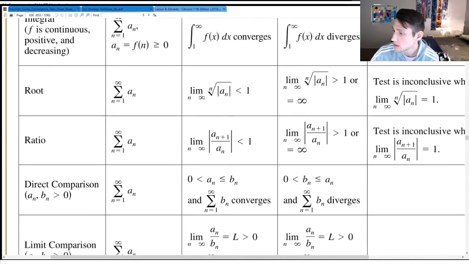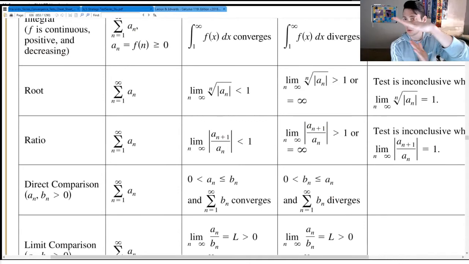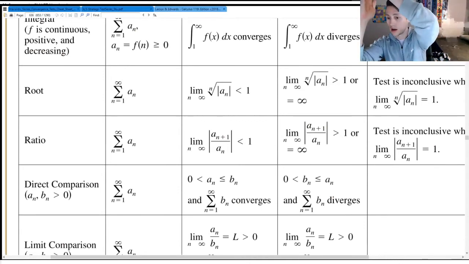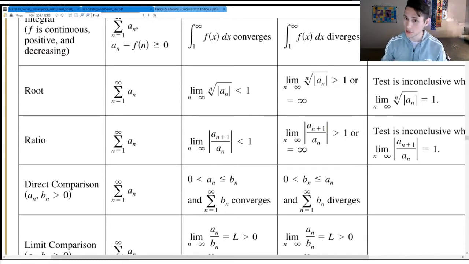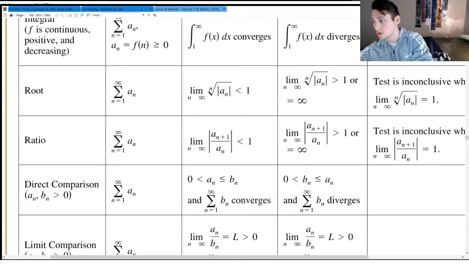Direct comparison. So this is when we compare it to something that we know converges or something that we know diverges. And depending on which way we can prove that one sequence is less than or greater than another sequence, we could prove that our series converges, or we could prove that our series diverges. Now, this one we had to be careful with, because if we're proving that it diverges, then we have to prove that the lower sequence diverges to force the other one up. If we're saying that it converges, then the larger sequence has to converge so that it's forcing the smaller one down to converge as well.